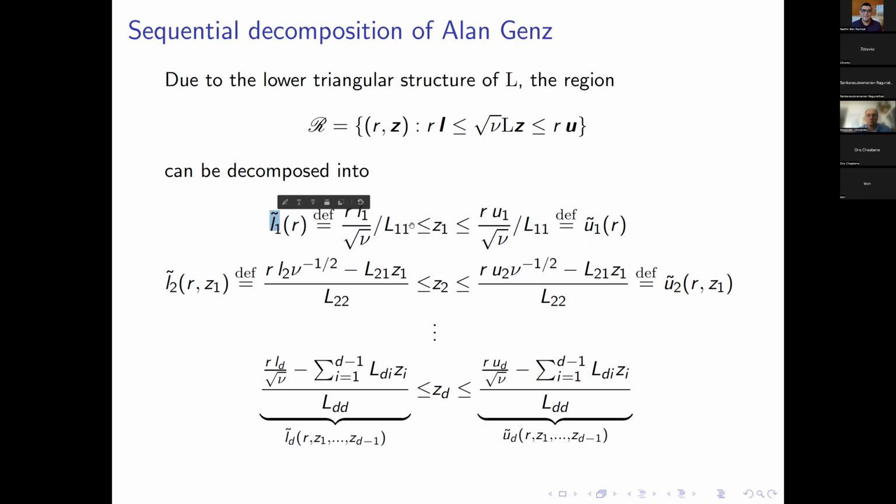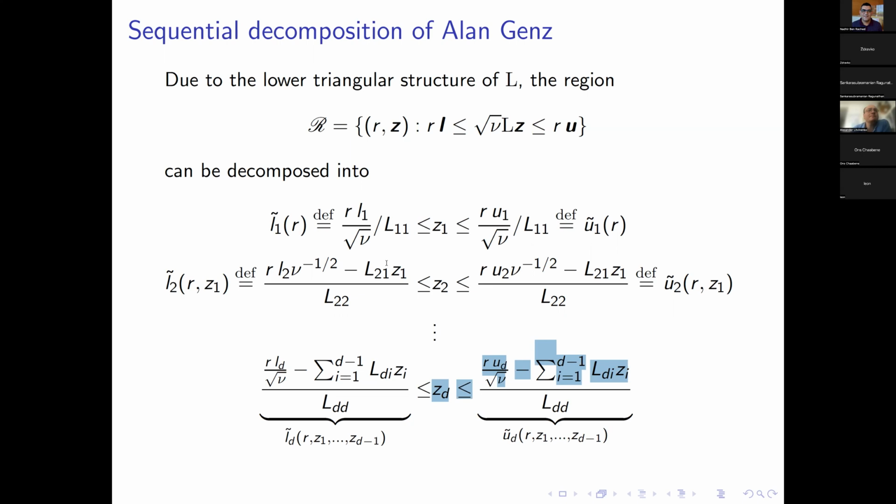So basically start with Z1. Z1 is in this region using the fact that L is lower triangular. Then you can find bounds for Z2 given Z1 and so on until you get to ZD. So ZD lies in some range given Z1 up to ZD minus 1. So all of this just exploits the lower triangular structure.